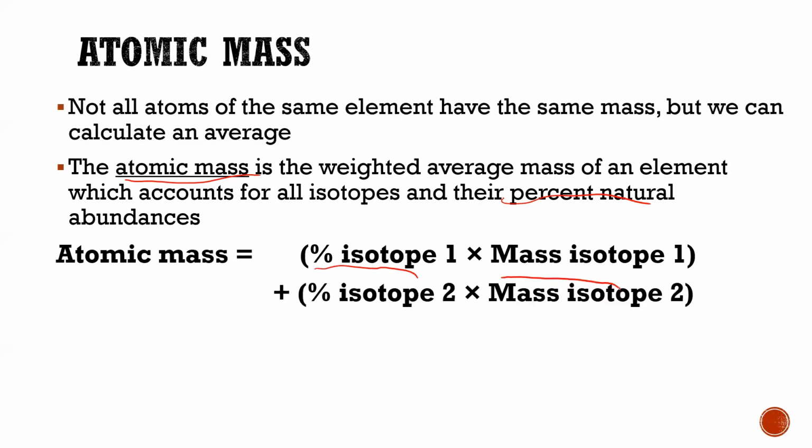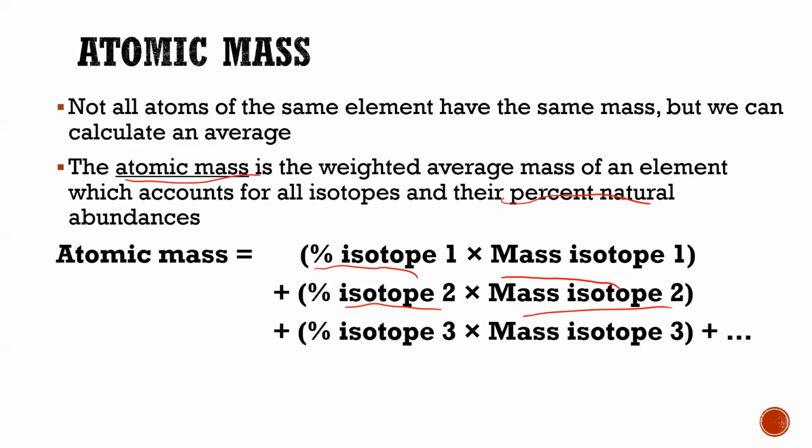Then you're going to add to it the percentage of the other isotope, multiply it by its mass. Then you're going to add to it, if there's 3 isotopes, the percentage of that isotope and its mass. But remember, when you're doing the percents, because this is part over whole, you're going to turn that percent into a decimal. It's got to be turned to a decimal. So I'll show you with this next example what I mean.